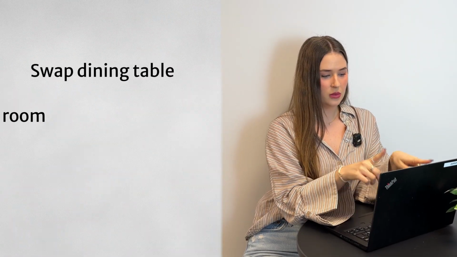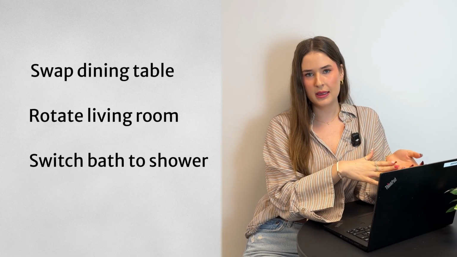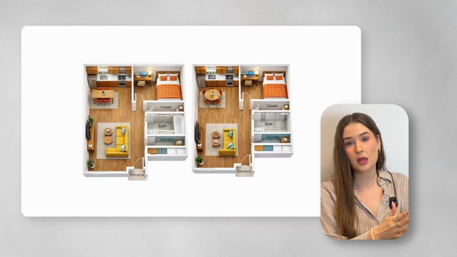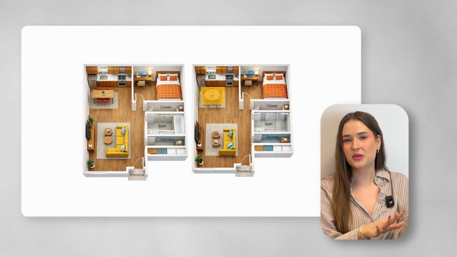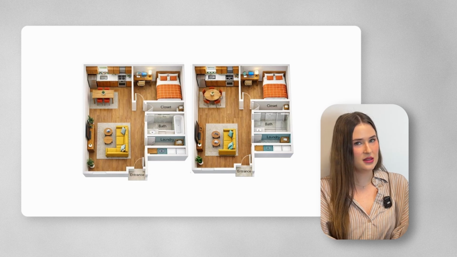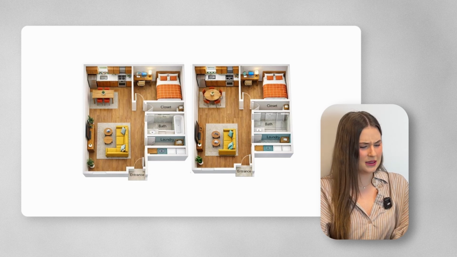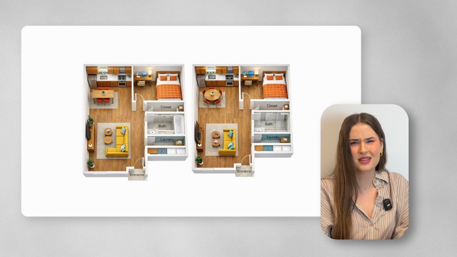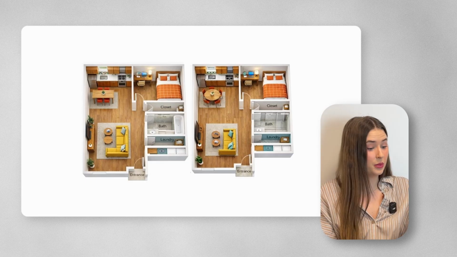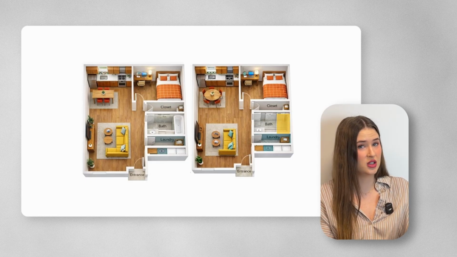Finally, I tried a few simple furniture changes, just to see how it would handle them. I asked to swap the dining table, rotate the living room, and replace the bathtub with a shower. Some changes worked. The table was replaced. Others didn't. The living room didn't rotate, and the sofa actually lost a seat. The bathroom did change, just not into a shower. And this wasn't a one-off. This happened every time I tried to adjust something.